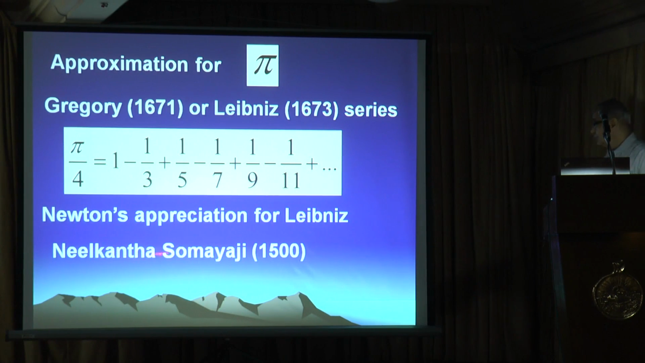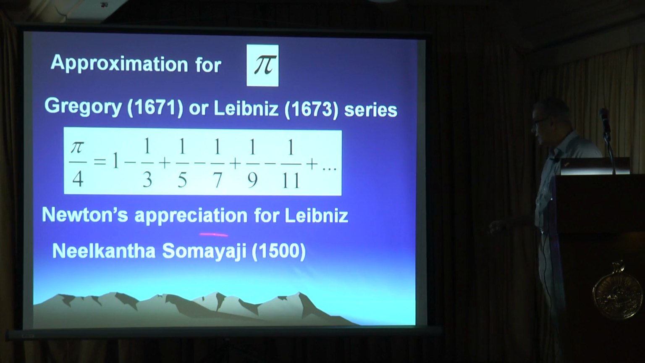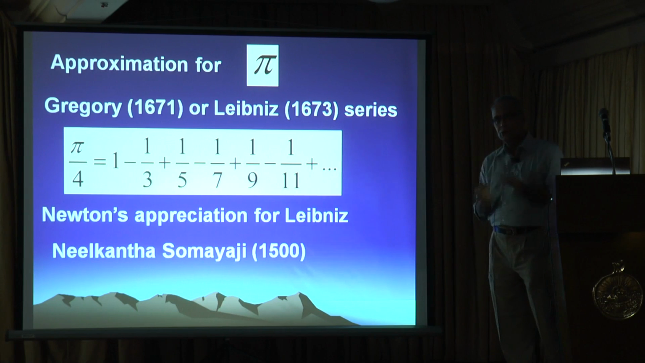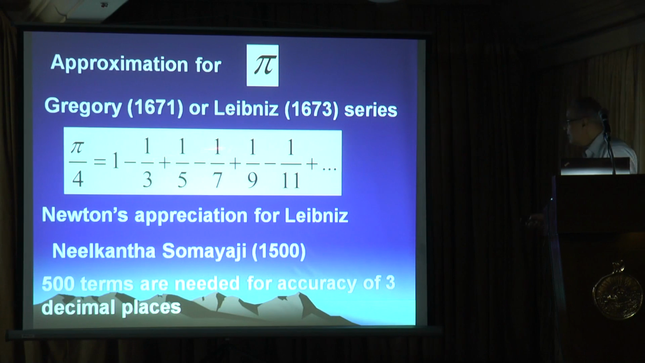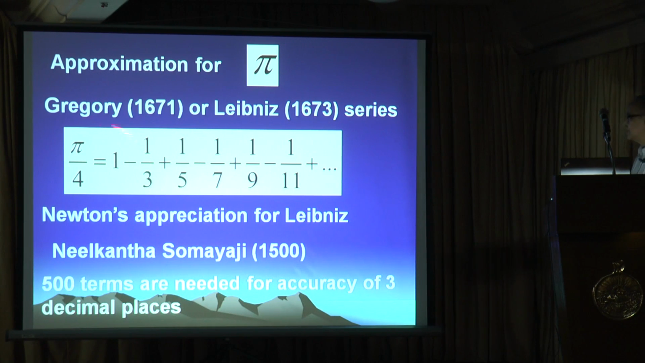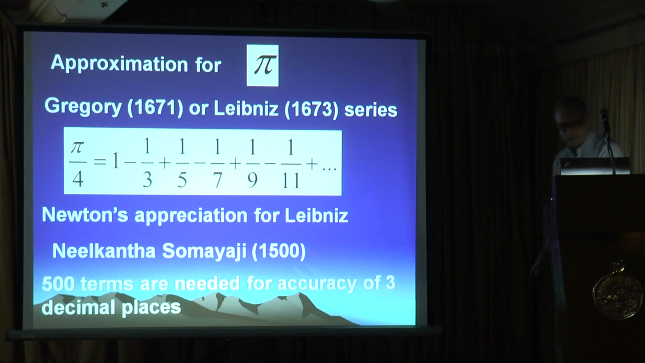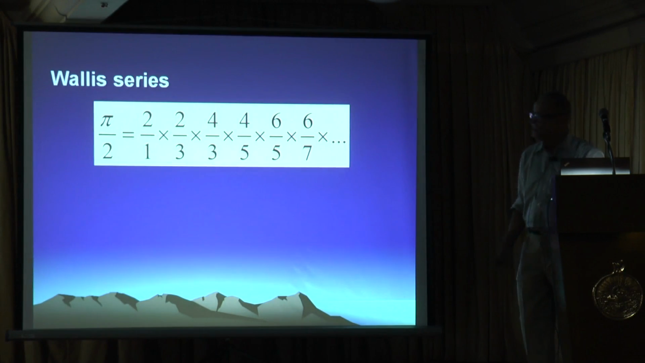The same series was also obtained by Nilkant Somayaji in 1500. That means more than 150 years before these Western mathematicians. This is the Kerala school of differential calculus, which is now accepted by the Westerners, that Kerala school invented differential calculus 150 years before Newton and Leibniz. But this series is useless because 500 terms are necessary for an accuracy of 3 decimal places. If I want to calculate accurate up to the 3rd decimal place, then I need 500 terms. So there are other series. This is very nice.